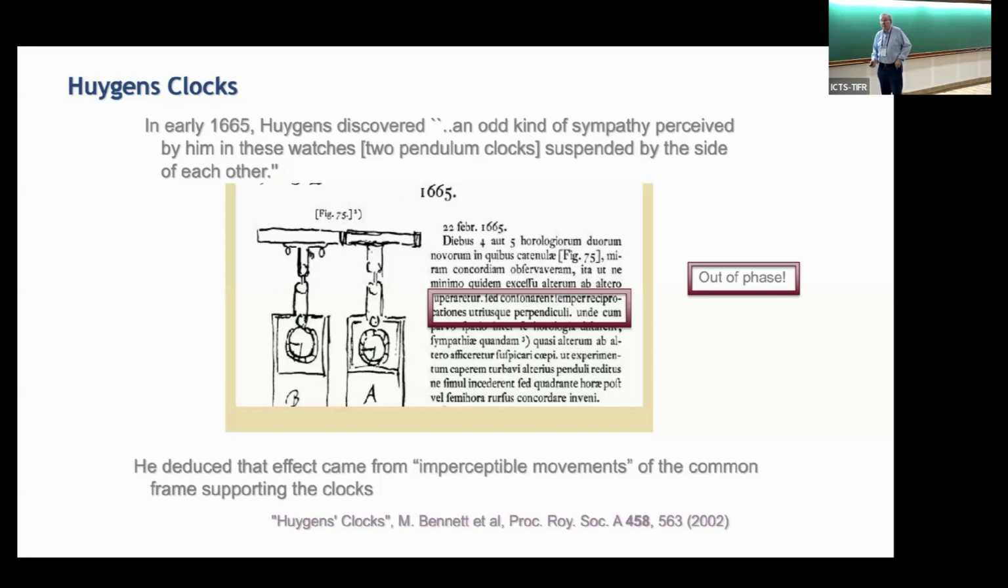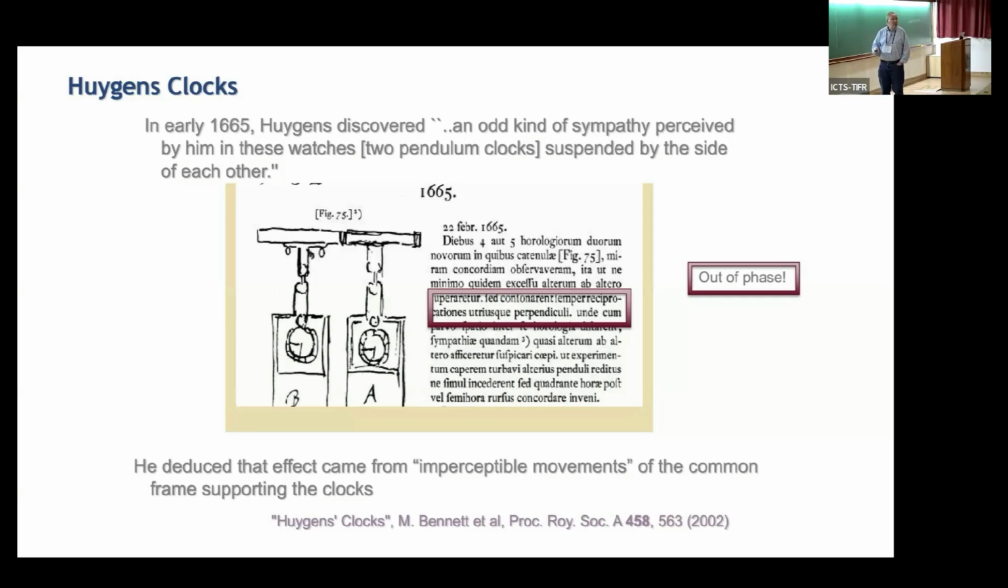And he was a rather smart scientist. He deduced that they were coupled by what one would call imperceptible movements of the common frame supporting the clocks. So he had two oscillators synchronized by phonons. And he was sort of ahead of his time, actually, in terms of a classical model of superconductivity. But for those of you who've gone into the innards of BCS theory, by the way, BCS theory is actually just a theory of coupled oscillators. If you look at the equations of BCS, they're identical to the equations you would get by coupling oscillators together.